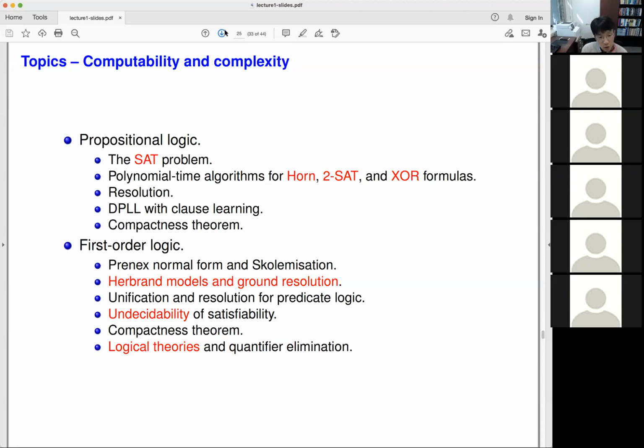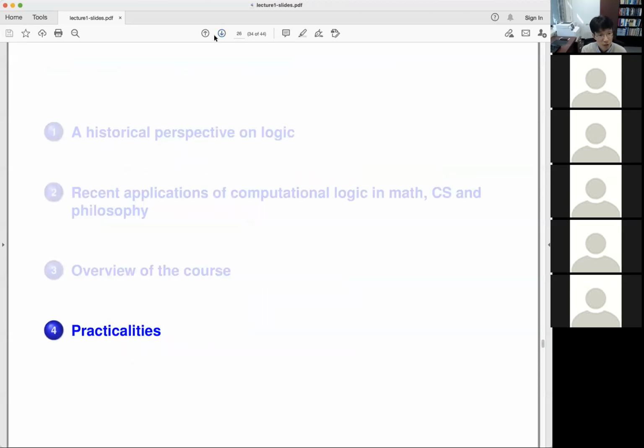And we will look at so-called logical theories, which are some special instances of first order logic where we can decide satisfiability. So we will look at some computability and complexity questions of various fragments of logic in this course. Okay, so that's a big picture about the course.